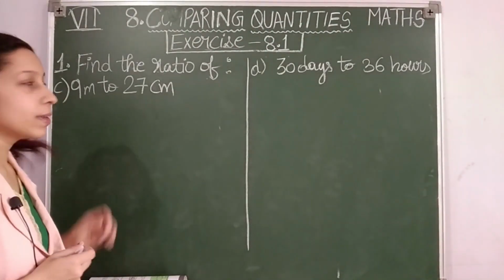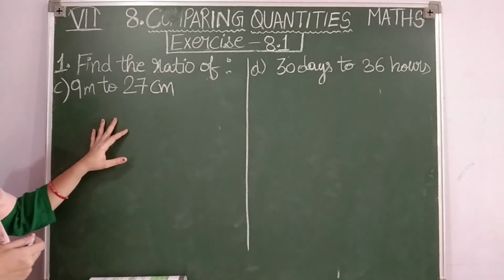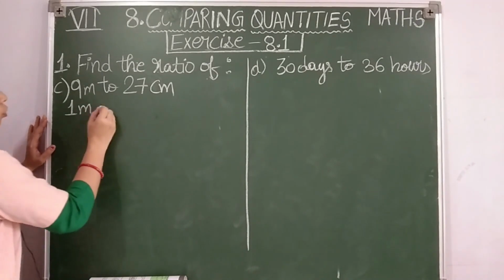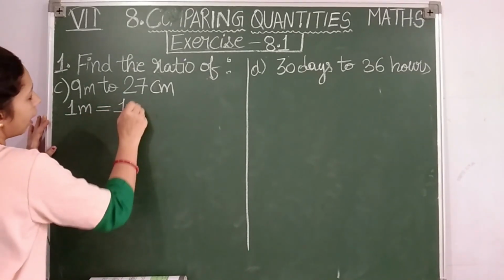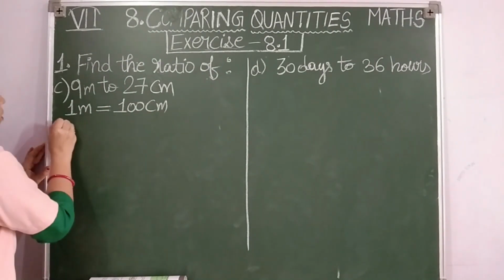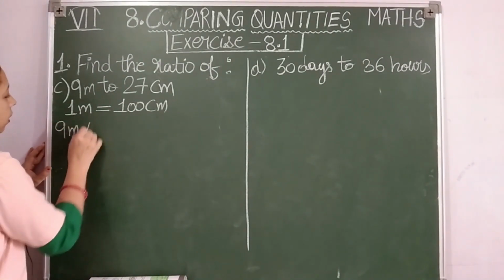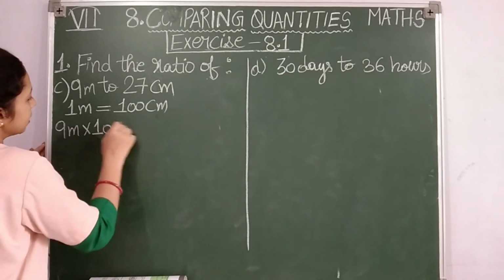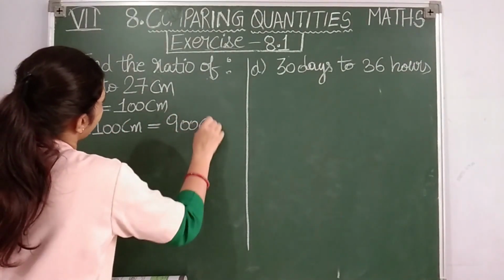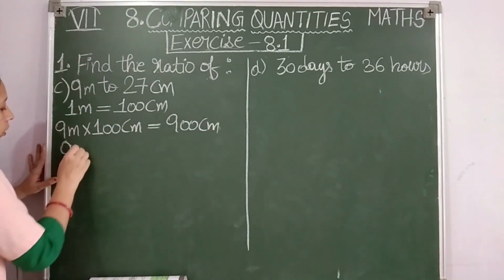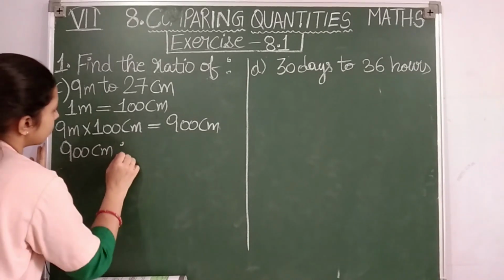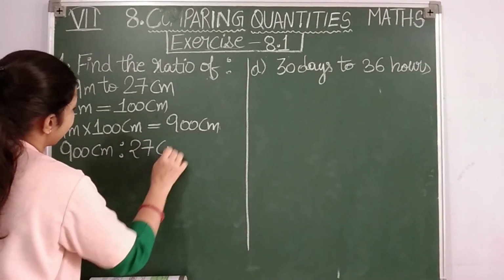So students, point number C, 9 meter to 27 centimeter. Again, the bigger unit is meter here. So 1 meter is equal to 100 centimeters, isn't it? 1 meter is equal to 100 centimeters. So students, 9 meter into 100 centimeter will get 900 centimeters. Now both the units are the same. 900 centimeter is to 27 centimeter.